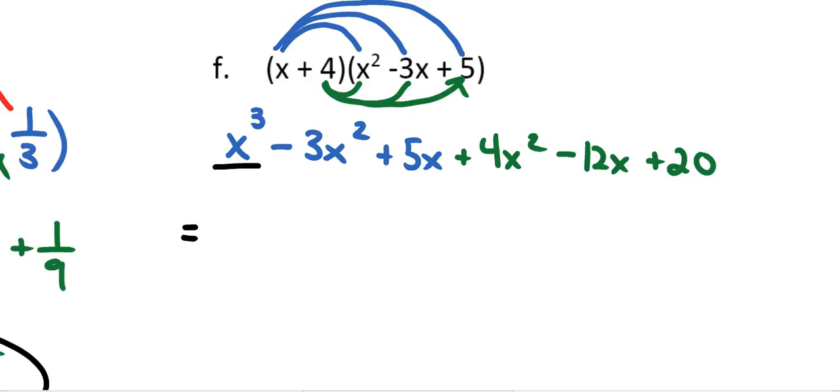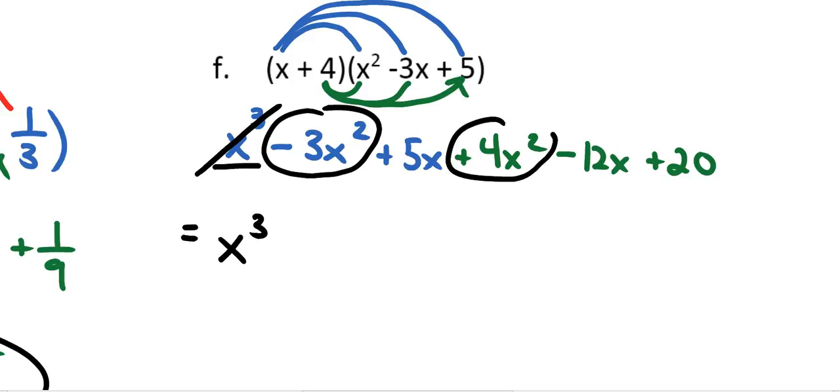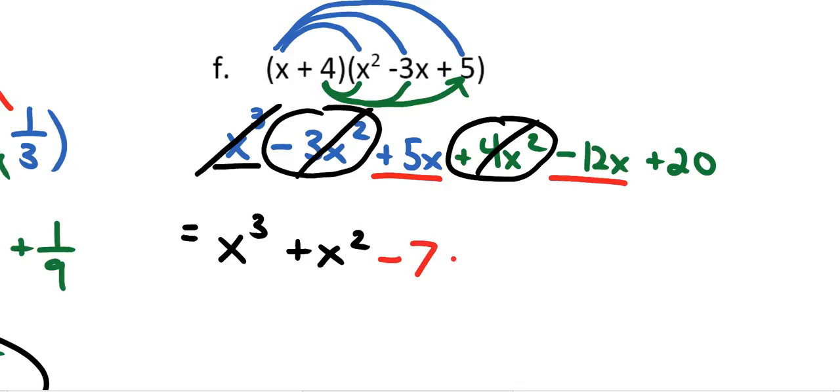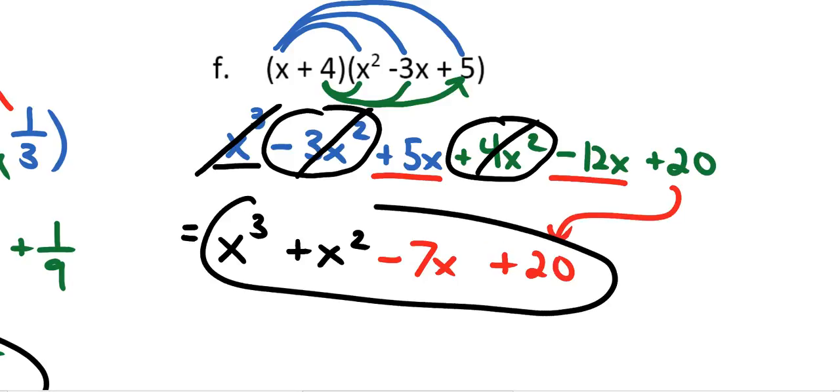I don't have any other x cubed, so I can start off with x cubed there, so that's done. And then I have this negative 3x squared and this positive 4x squared, so that's going to be positive x squared. Alright, so those guys are done. And then I can combine these guys. 5x minus 12x is going to be negative 7x, and then positive 20, that's the leftover term. Alright, so there's your answer for that one right there. Okay, let's move on to the next question.